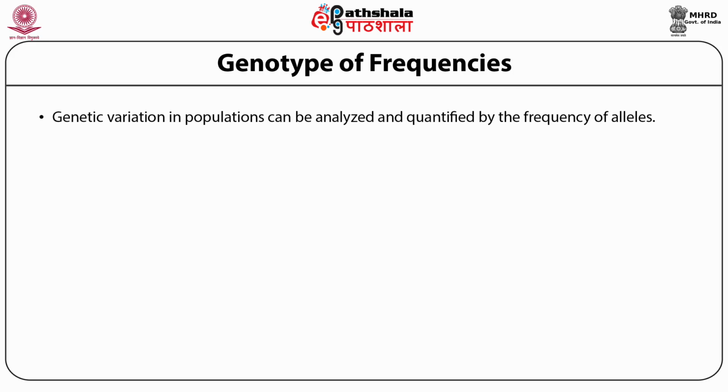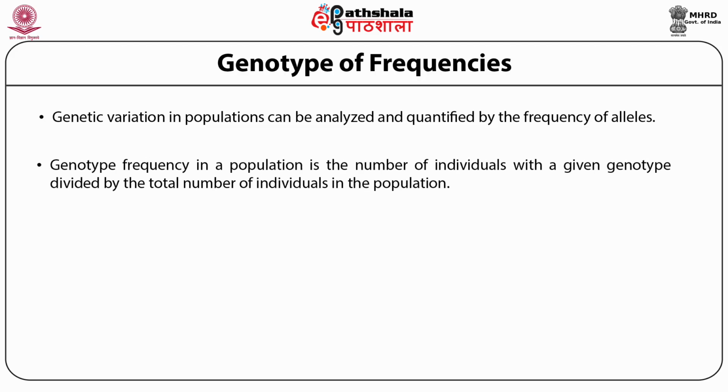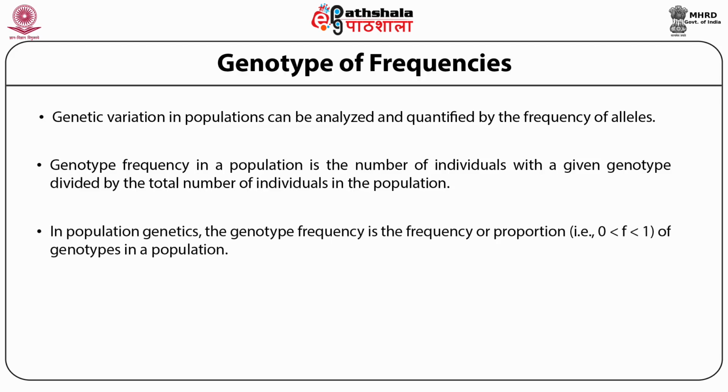Genetic variation in a population can be analyzed and quantified by the frequency of alleles. Genotype frequency in a population is the number of individuals with a given genotype divided by the total number of individuals in that population. In population genetics, the genotype frequency is the frequency or proportion, that is f greater than 0 and less than 1, of genotypes in a population.